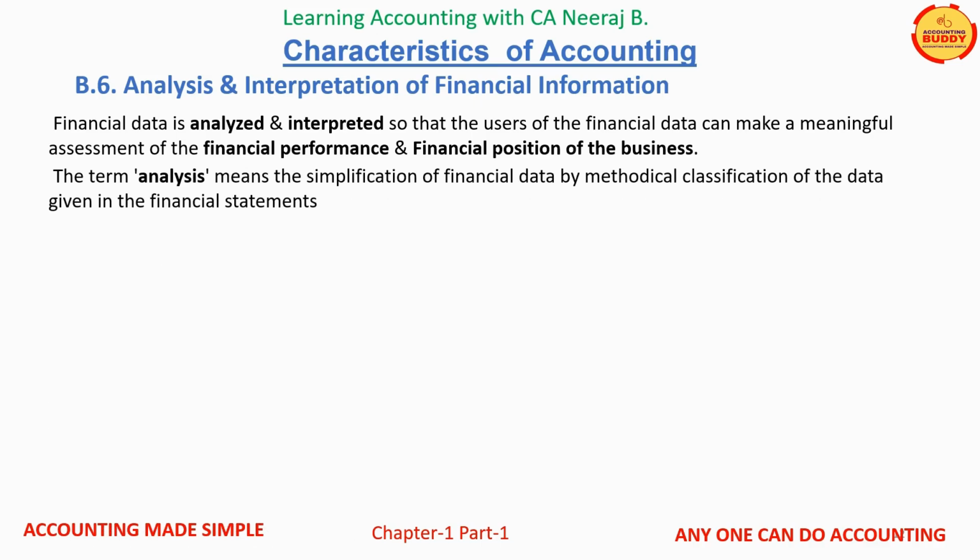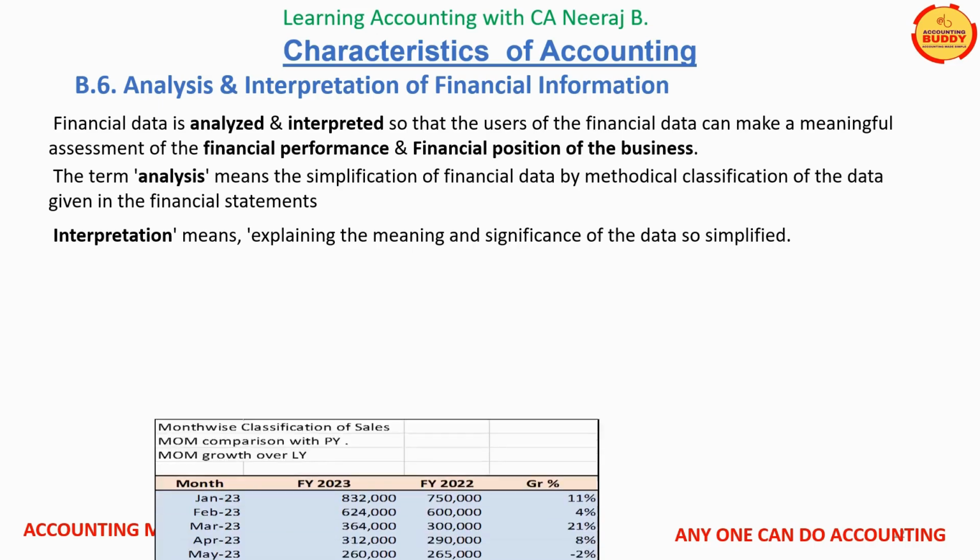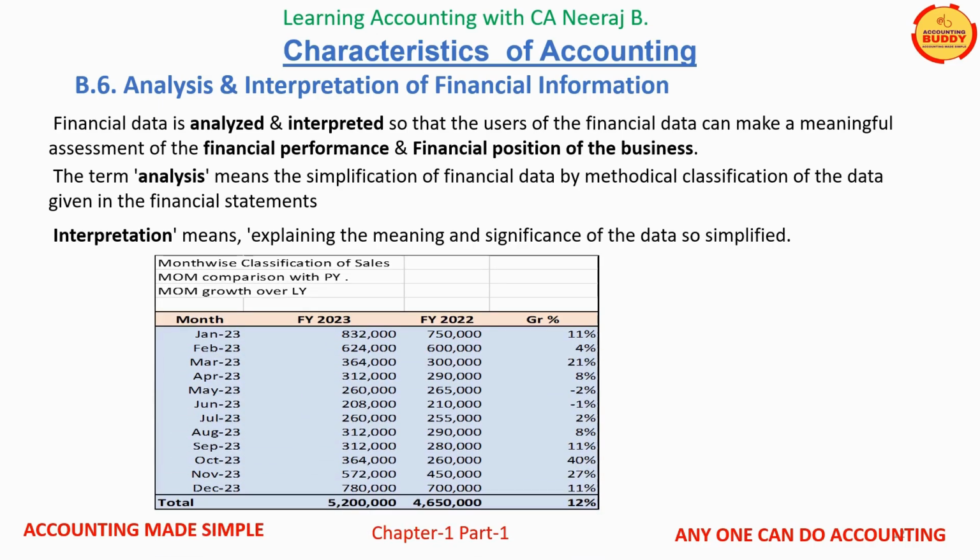Analysis means simplification and methodical classification of financial data, and interpretation means explaining how to make sense out of it for decision making. Let us understand this with an example. Now, in financial statements, there is one figure of sales for the year, say 52 lakh Indian rupees or 5.2 million Indian rupees. When we analyze the data, we break it down month-wise and compare it with month-wise data of previous year. The data tabulated and shown on your screen is analysis.